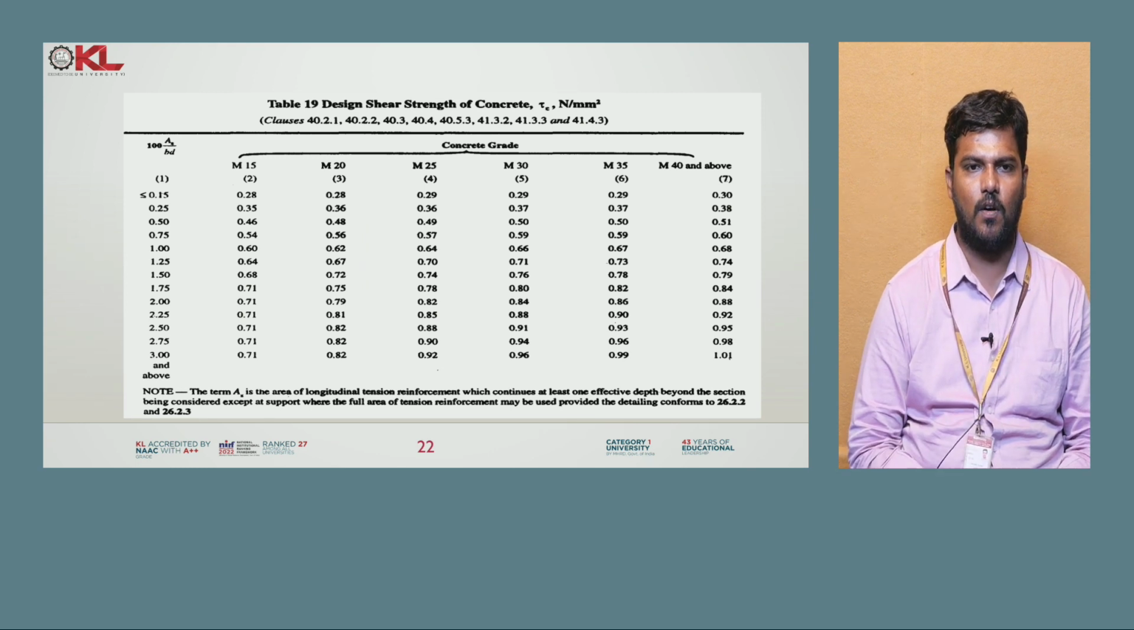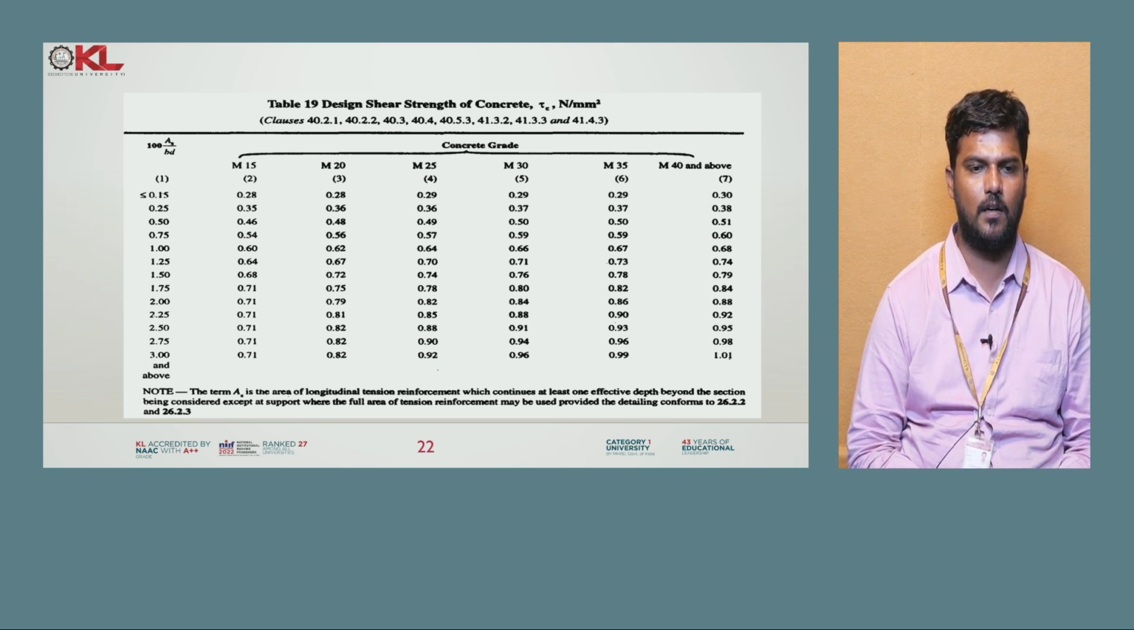Next one, if you can see what are the classes as per IS 456. So design shear strength of concrete tau C. You can see here depending upon that is nothing but 100 AST by BD. So for M15 grade concrete, for M20, M25, M30, M35 and above, it is ranging from 0.28 to 1.1. So the 100 AST by BD ratio should be less than or equal to, starting from 0.15 to 3. So you can see here starting from M15, M20, M25, M30, M35 and M40.